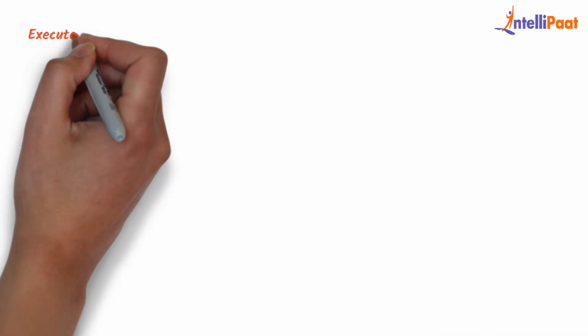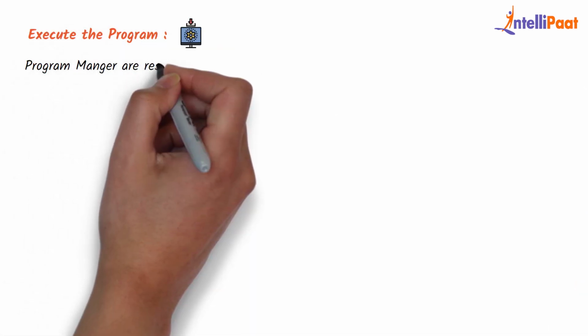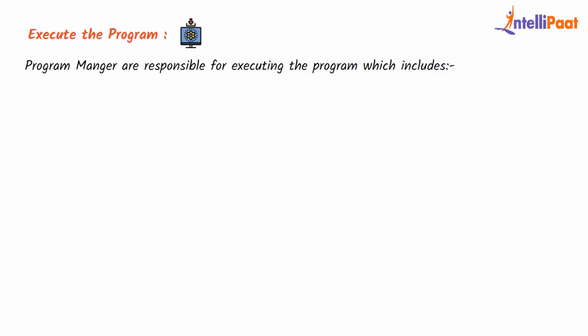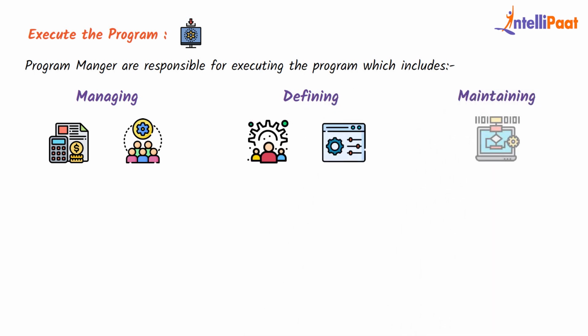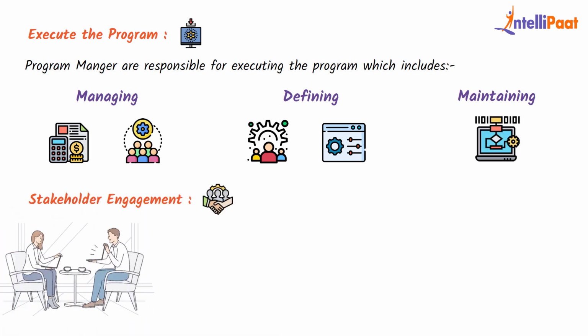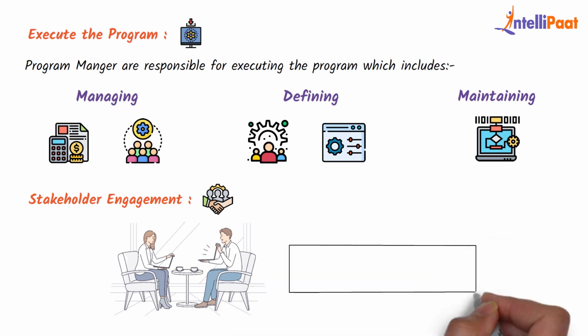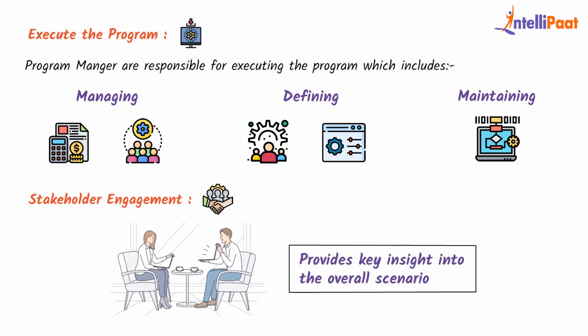Number 3. Execute the program. Program managers are responsible for executing the program, which includes managing budgets and resources, defining the operating parameters and control, and maintaining the core elements of the program. Number 5. Stakeholder engagement. The conversation between manager and stakeholder provides key insight into the overall scenario.